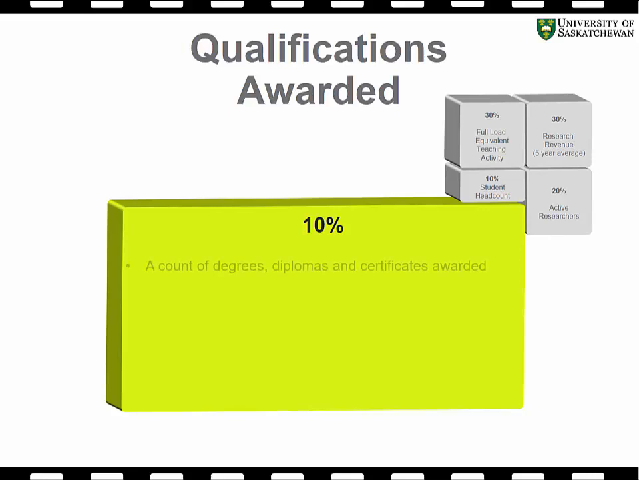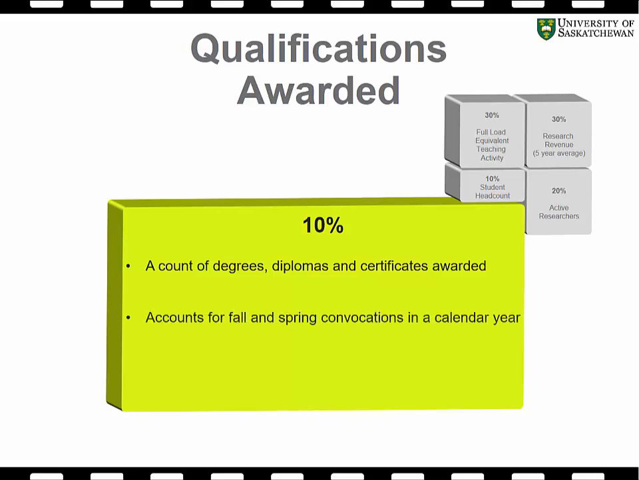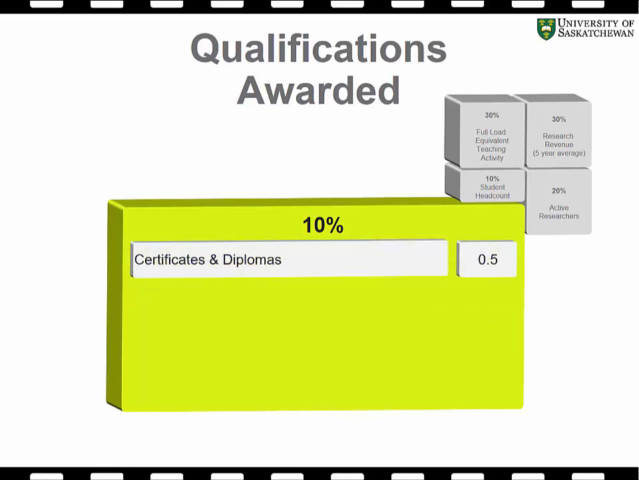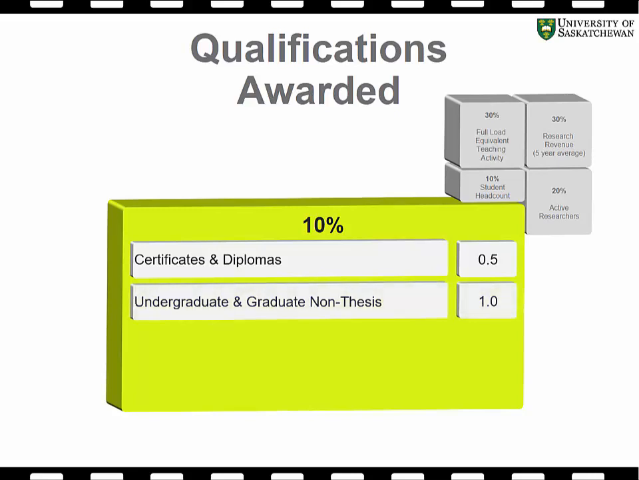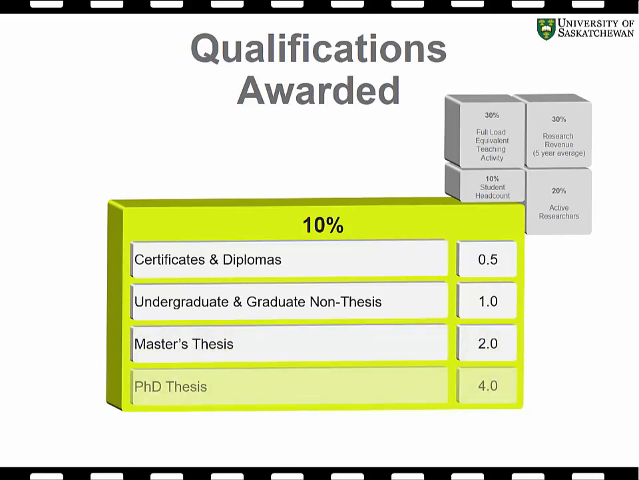Qualifications awarded is a total count of degrees, certificates, and diplomas awarded in both the fall and spring convocations in a calendar year. As with the student headcount, qualifications are weighted to reflect differences in the resources required to deliver the various qualification types. The weightings used are the same as those for student headcount. That is, awarded certificates or diplomas have a weighting of 0.5, undergraduate and graduate non-thesis qualifications have a weighting of 1, master's thesis qualifications have a weighting of 2, and PhD qualifications have a weighting of 4.